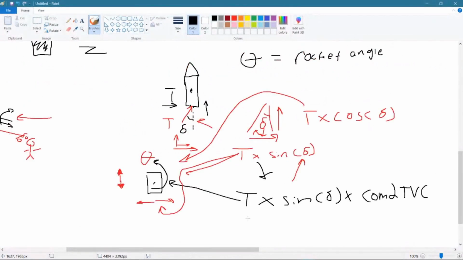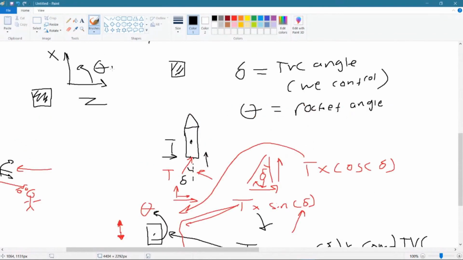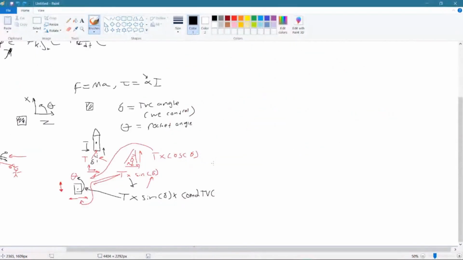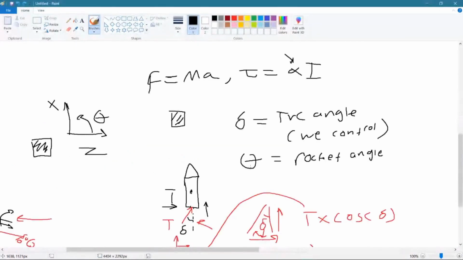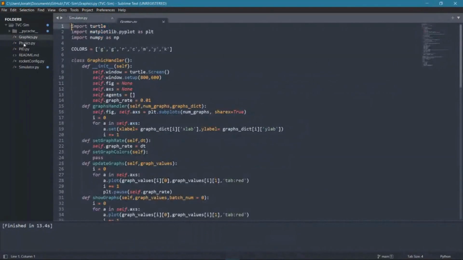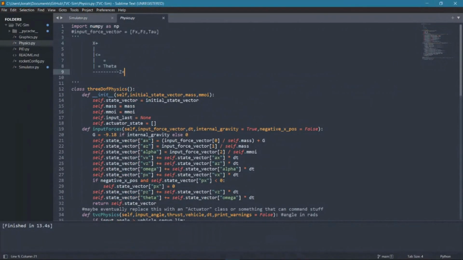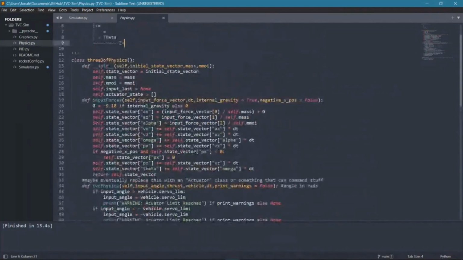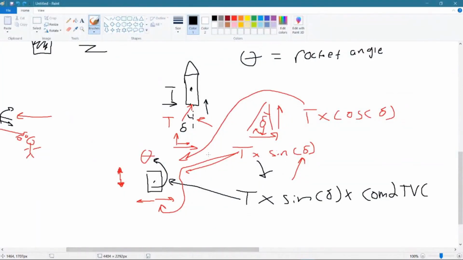Everyone happy with those physics? These are literally just the one-axis physics of a rocket. Three degrees of freedom, right? Degree 1, degree 2, degree 3 of freedom. Cool. Okay. So this is dandy and all, these physics. We could code them into a Python script. You can see I literally have this exact same thing in the third degree of freedom stuff in the Python code. We can code that in, and we can create a simulation of a TVC rocket.